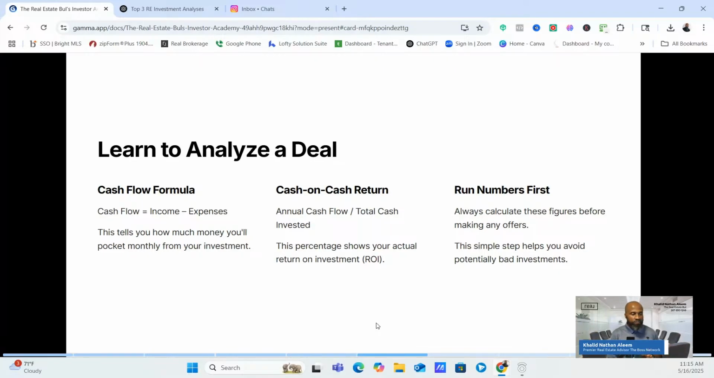The next is the cash on cash return, and we're going to get more into this. This percentage shows your actual ROI, or return on investment. Run your numbers first. That's super important. Always calculate these figures before making any offers. These simple steps will help you avoid bad investments.